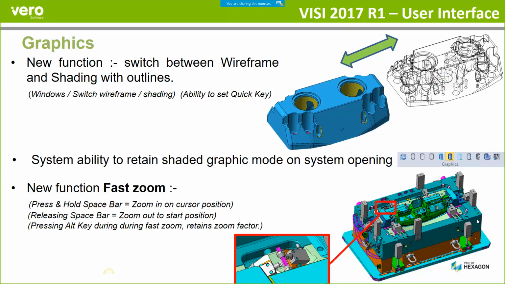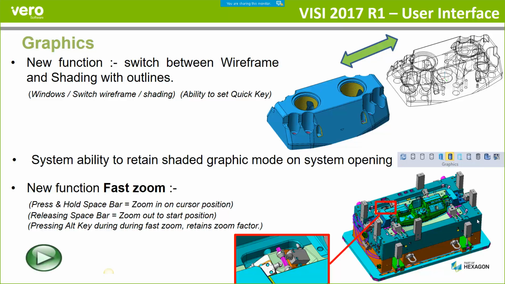If you want to keep the zoom factor, all you need to do is press the Alt key while you're in the zoom. So if you hit the space bar and zoom in on the geometry you want, and then press the Alt key, it'll keep that zoom factor, so it won't zoom out again when you release the space key.